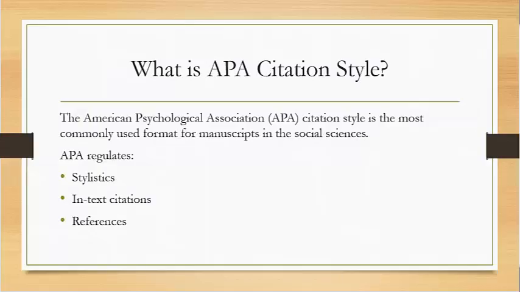So what is APA style citation? APA stands for the American Psychological Association, and it is the citation style most commonly used to format manuscripts in the social sciences. And it is the citation style that you will be required to use when writing your dissertation. So what does APA regulate? It regulates stylistics. That is, you want to keep your writing clear and concise, not too flowery, as specific and clear as possible. It also regulates in-text citations, that is where you include the authors in the body of your paper, and the references, and that would be the list of sources that you used that goes at the end of your paper.